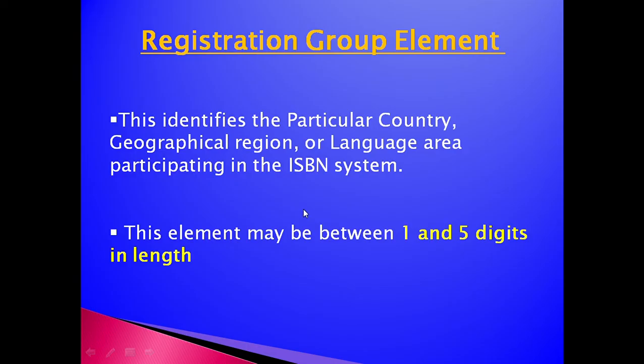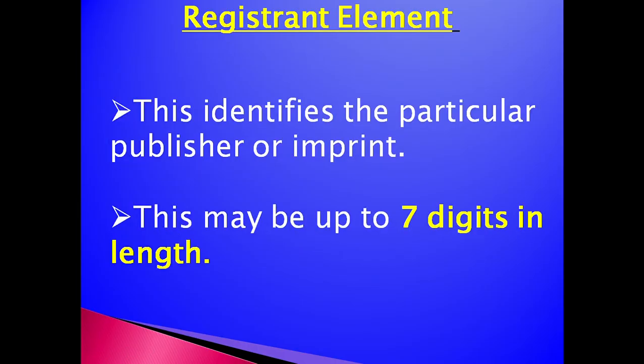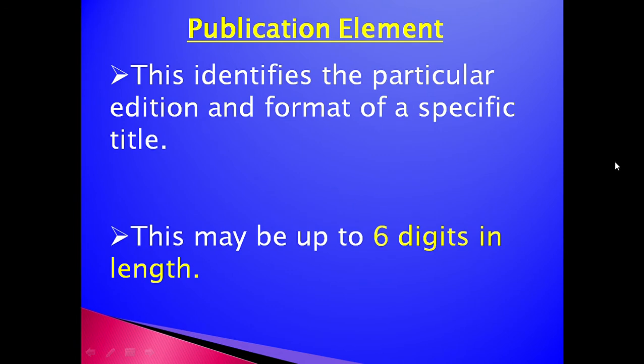Okay. And then next, the third part is registrant elements. Registrant elements are nothing but the identity of the publisher. Here we can see the publisher. The publisher details will be 7 digits in length. And publication elements identify the particular edition and format of a specific type.